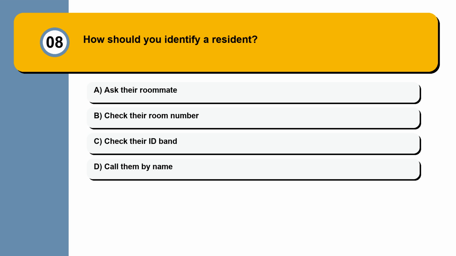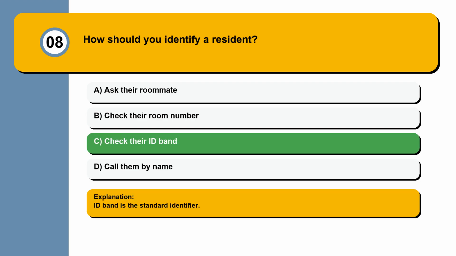Question 8. How should you identify a resident? Ask their roommate. Check their room number. Check their ID band. Call them by name. ID band is the standard identifier.